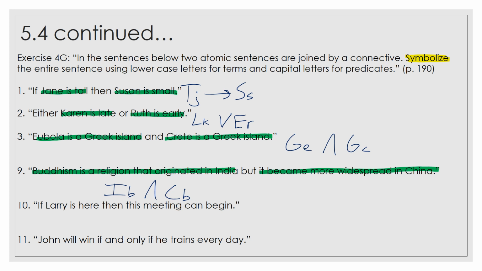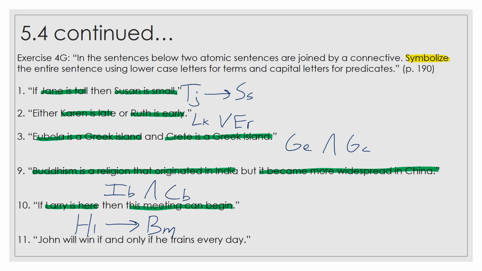Number 10, if Larry is here, then this meaning can begin. It's conditional. Our first atomic sentence is Larry is here. So here is the predicate, so big H, and we'll have a little L for Larry as a subject. We have our arrow for conditional. This meaning can begin. We'll have B, capital B for the predicate, and little m for the subject of meaning.